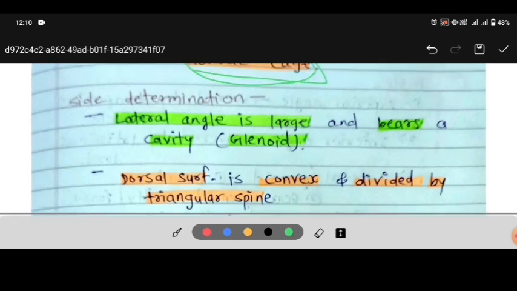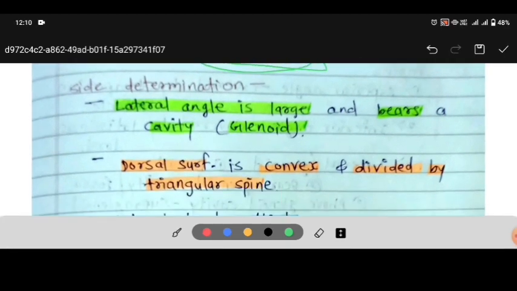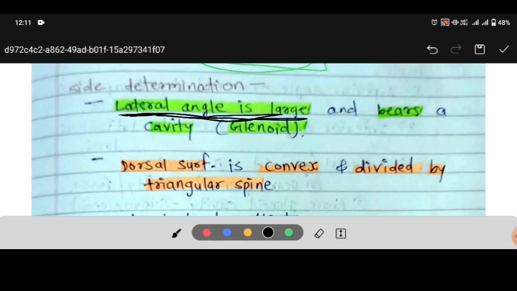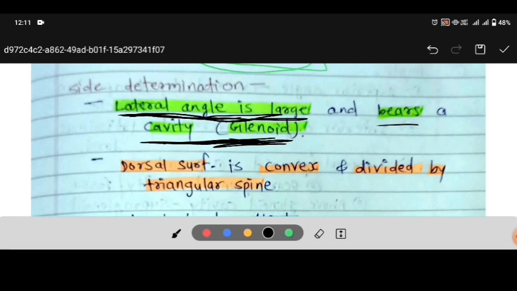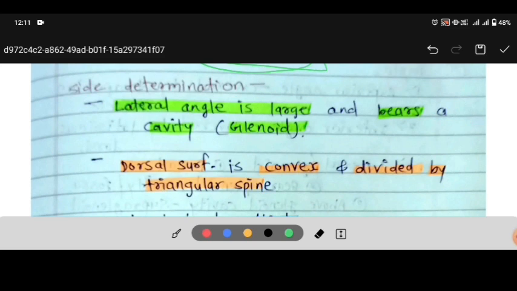How to identify it, that is, how to recognize whether the scapula is of the right side or the left side? For that, there are some terms. The first term is the lateral angle. As I told you in the diagram, the lateral angle is large, also known as glenoid angle, and it bears the glenoid cavity. You have seen it in the 3D diagram.